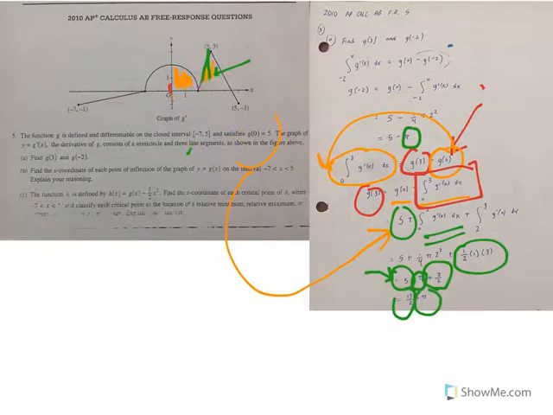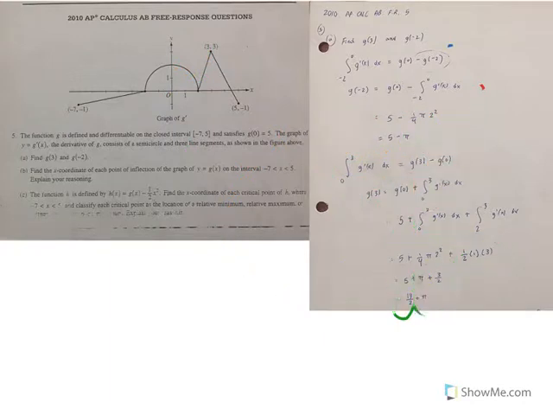So we're using the fundamental theorem of calculus, but most importantly for part A, you've got to understand that you're looking at the graph of g prime, and you're being asked to find g of 3 and g of negative 2. So let's take a look at part B.